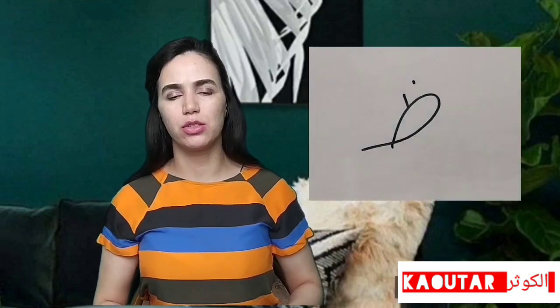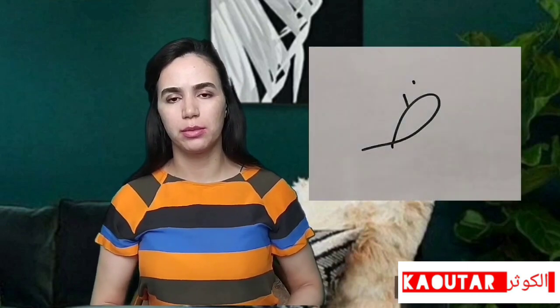The next letter we learn is Da. This one is like the strong version of the Dal. It looks just like the Ta, except that it has a dot on the top. Let's practice this one together as well. Repeat after me.